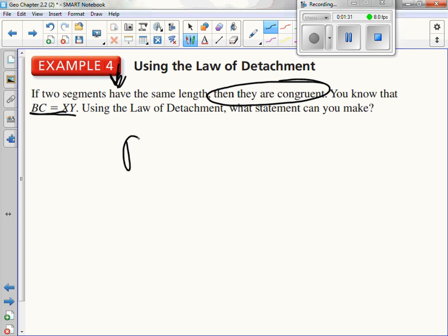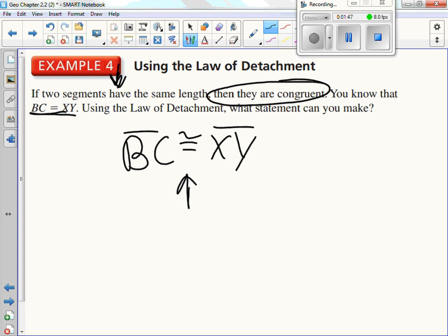So it means BC is not just equal, but it's congruent. And we use the two lines with kind of a little wavy one above it to say congruent. And we use congruency to say two shapes are the same. Equality means two things are equal. They have the same value. So equal signs deal with value. We're talking about a specific value. Congruency means they are the same shape. So they mean two different things. So, questions on detachment?